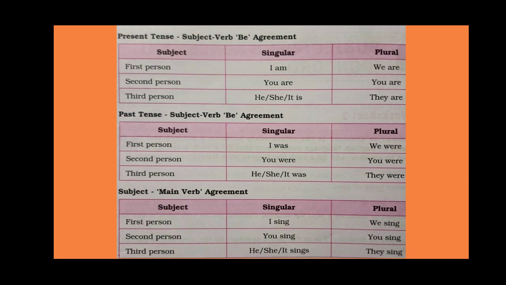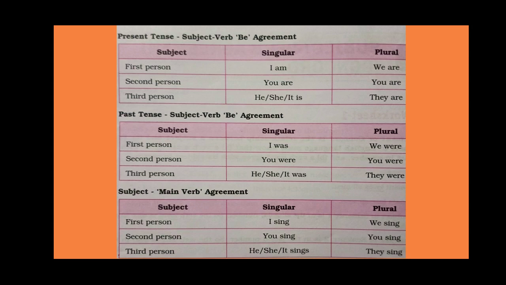When our subject is he, she, or it, at that time we have to remember that we have to add s or es to the main verb. So it would be he sings, she sings, it sings. Whereas in the same third person category, if our subject is they, we will use sing only. We will not use s or es in the main verb. So this was a chart that showed us how to use to be verbs and main verbs.